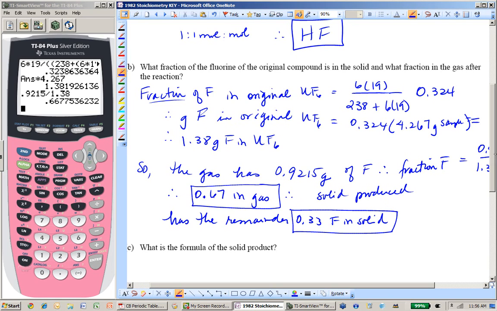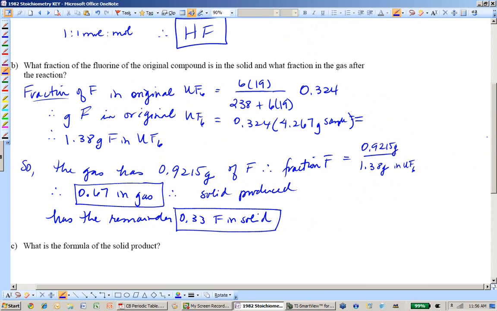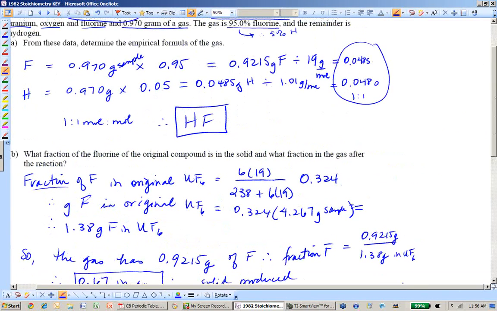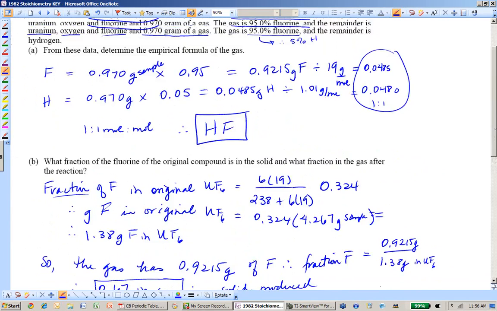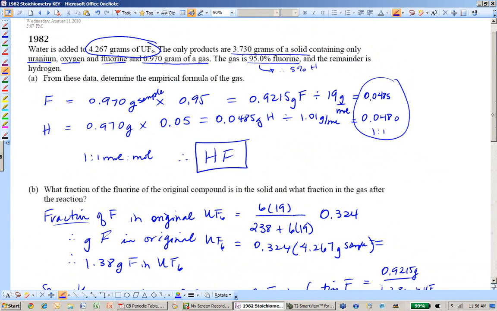All right, so one more time from the top. I'm going to make this a little bit bigger so you can see all of it. What did we do? They gave us an amount of UF6. They gave us an amount of a solid, and an amount in grams of a gas as well. And they gave us that hint that the gas was 95% fluorine. So let the problem lead you. You're going to hear me say this over and over as we work through AP problems this year. Let the problem lead you.